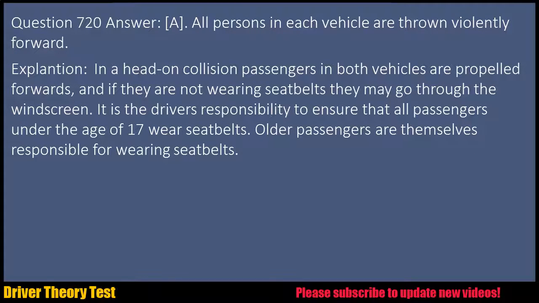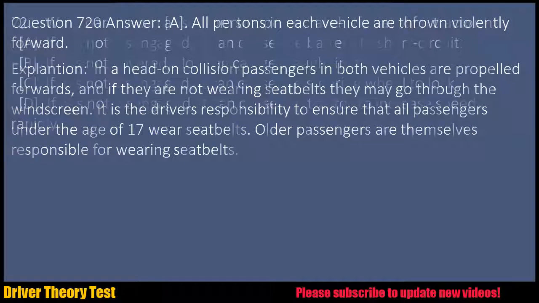Question 720. Answer: A. All persons in each vehicle are thrown violently forward. Explanation: in a head-on collision, passengers in both vehicles are propelled forwards, and if they are not wearing seatbelts, they may go through the windscreen. It is the driver's responsibility to ensure that all passengers under the age of 17 wear seatbelts. Older passengers are themselves responsible for wearing seatbelts.